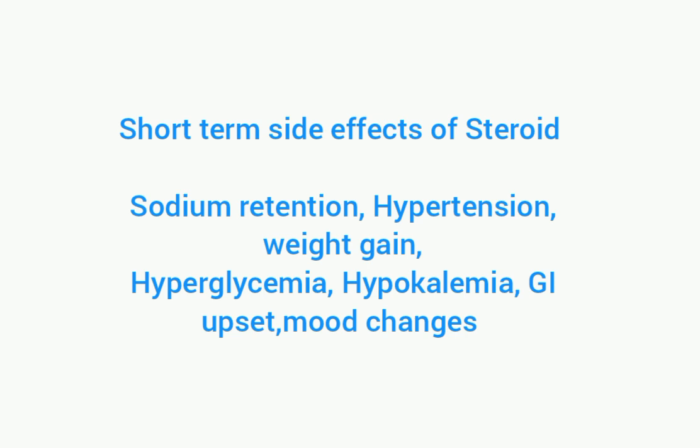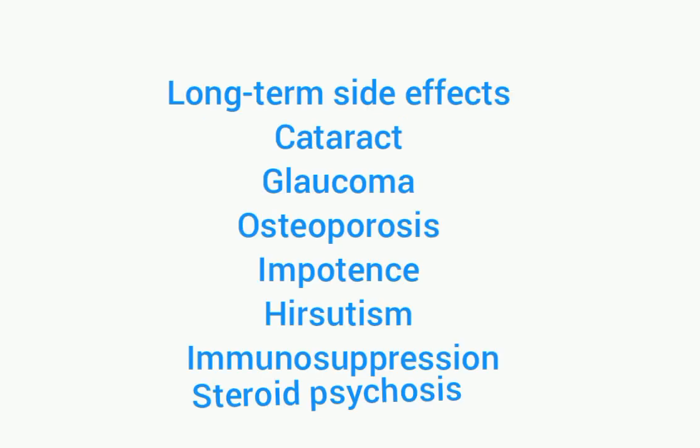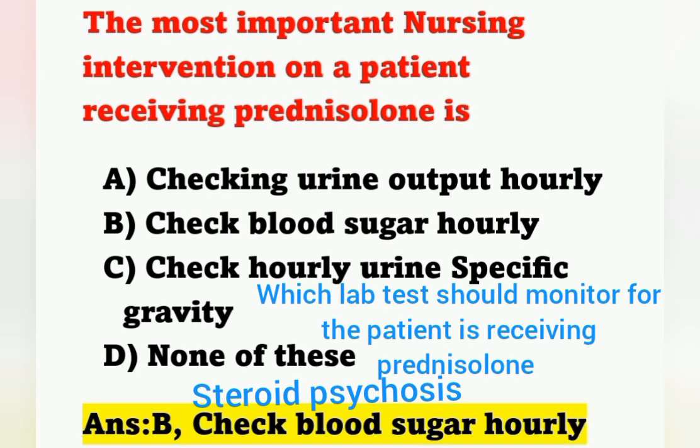We can see the short-term side effects of steroid. First one, sodium retention, second one, hypertension, next one, weight gain, then hyperglycemia. Hyperglycemia means increased blood sugar level, and hypokalemia, GI upset, gastrointestinal upset, and mood changes. Okay, these are all the short-term side effects of steroid. And long-term side effects of steroids include cataract, glaucoma, osteoporosis, impotence, hirsutism. Hirsutism means excessive hair growth in females, and also immunosuppression. So that is the long-term side effect of steroid.